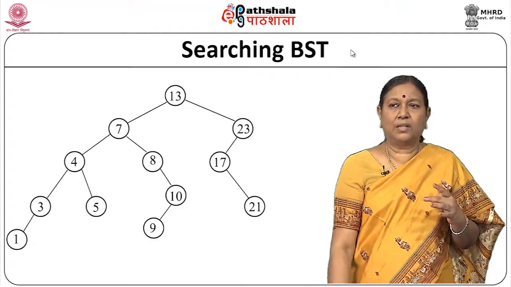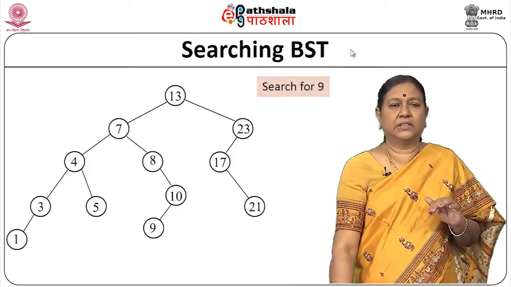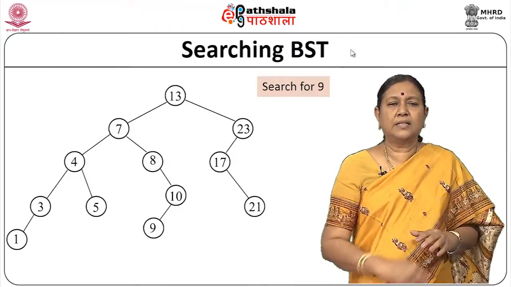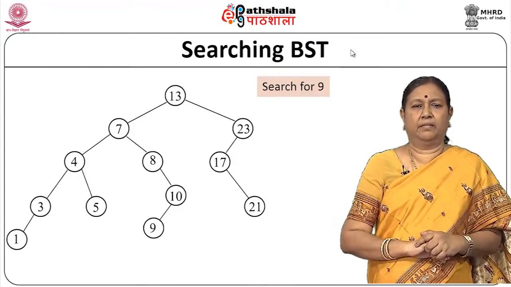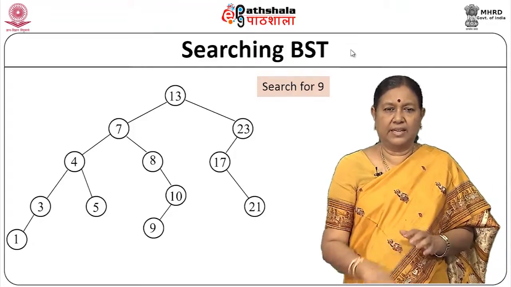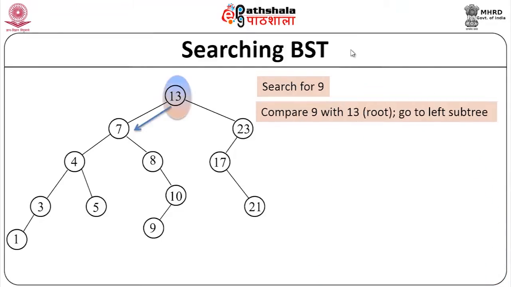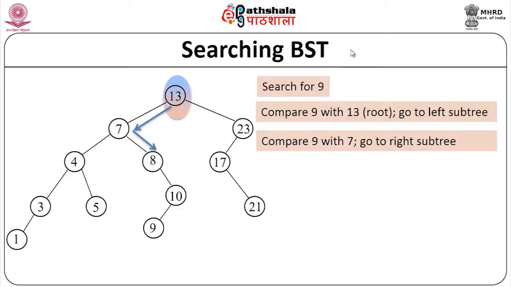Now, let us see the order in which we actually do a search. Let us assume we want to search for a key 9. What are the steps that we will use? First, we compare 9 with 13, and since 9 is less than 13, we go to the left subtree.